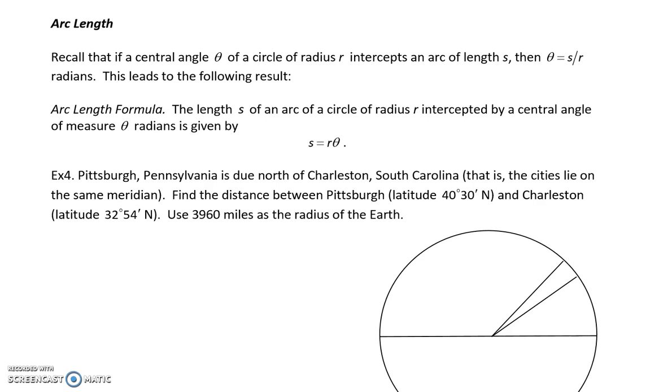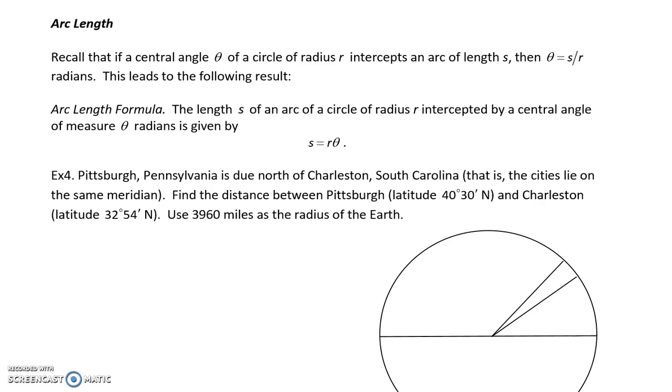The length s of an arc of a circle of radius r intercepted by a central angle of measure theta radians is given by s equals r times theta. So this is a formula we can use to compute the length of an arc of a circle if we know the measure of the central angle and we know the radius of the circle.